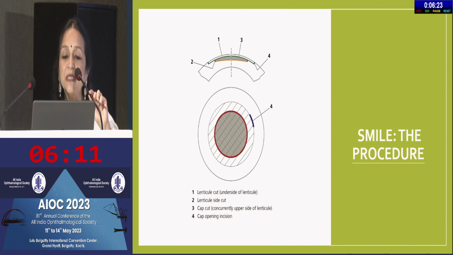The SMILE procedure was done as 4 cuts, where there was a posterior lenticular cut followed by a side cut, followed by the anterior lenticular cut, which would go a little beyond the posterior one, ending in a small incision.